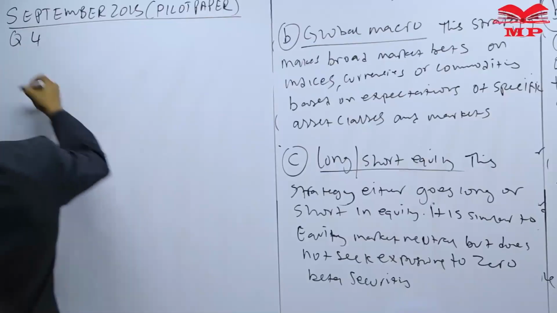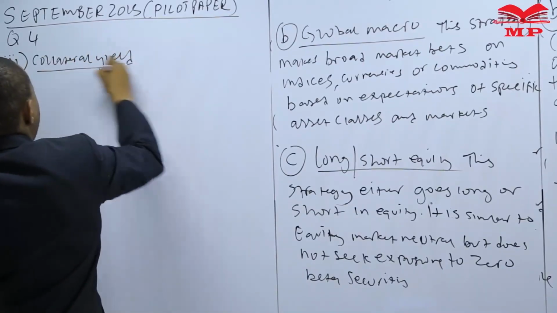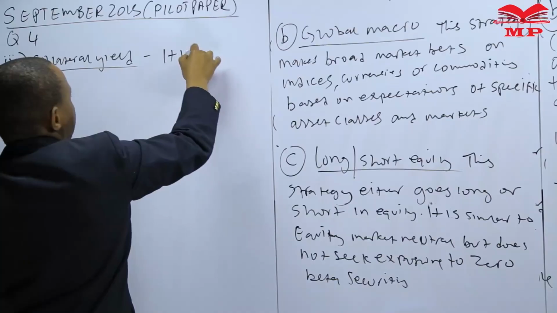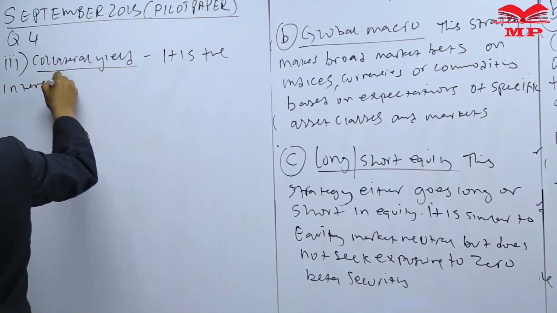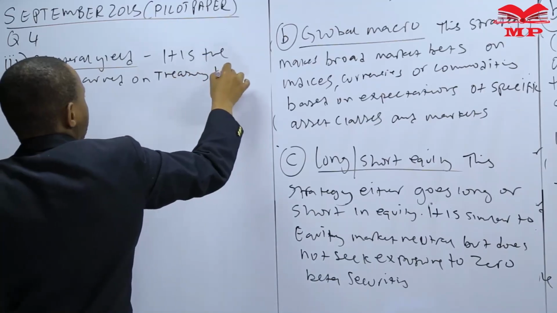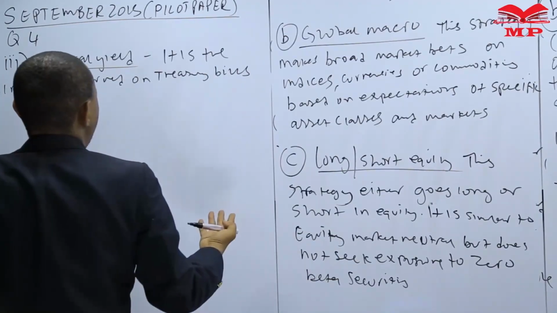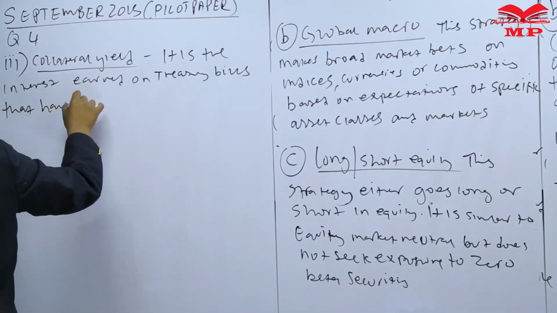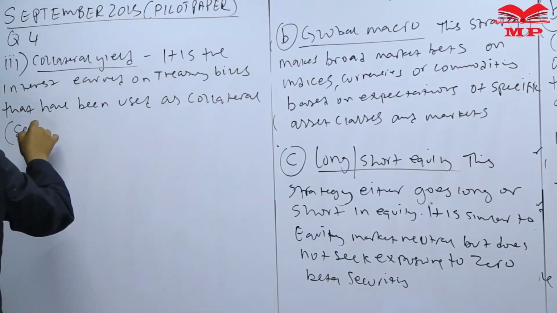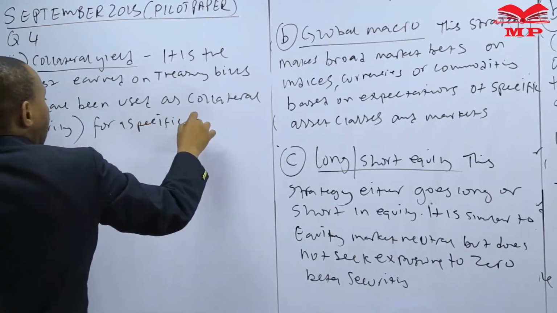So we are looking at number 3. We're saying it is collateral yield, and we can say that it is the interest earned on treasury bills that have been used as collateral, a form of security for a specific purpose.